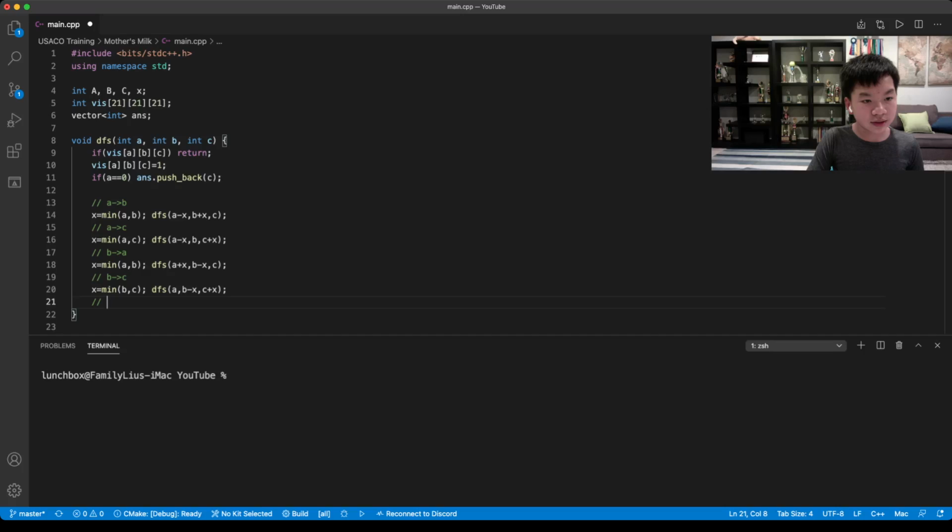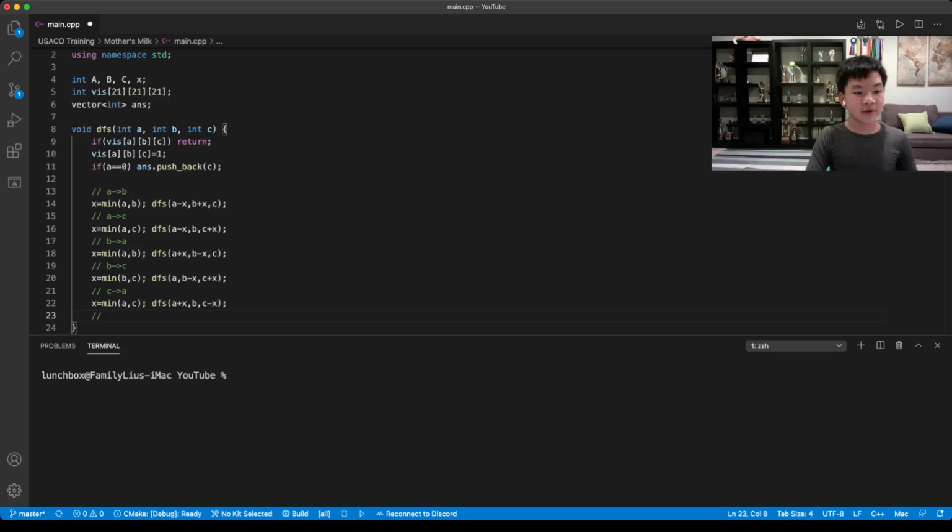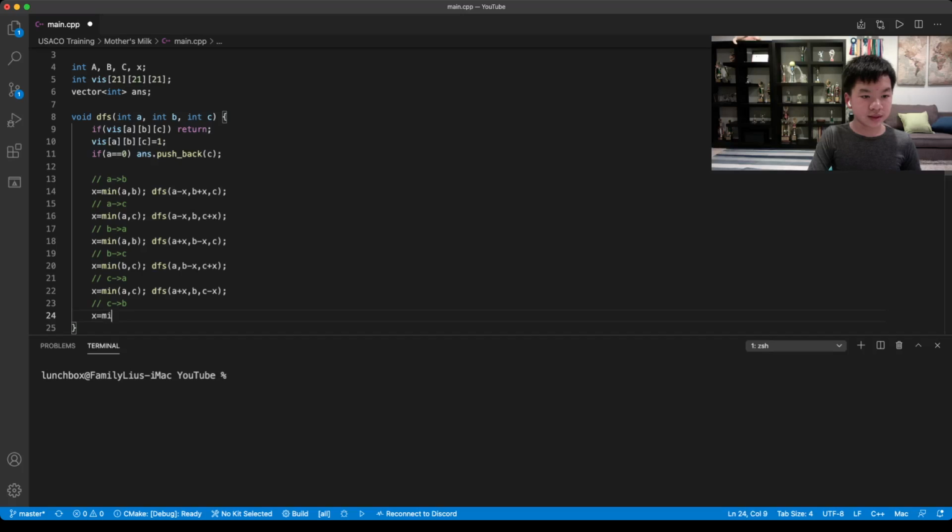Okay. Fifth case is if C to A, then X will be again equal to min AC, then you would DFS A plus X, B, and C minus X. Last case is if you're putting C to B, then X would be equal to min B and C, and then you would DFS A, B plus X, and C minus X.